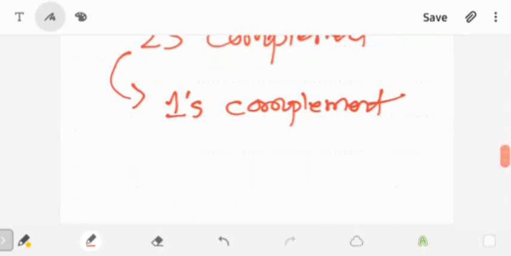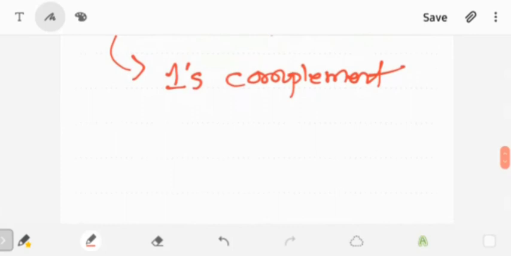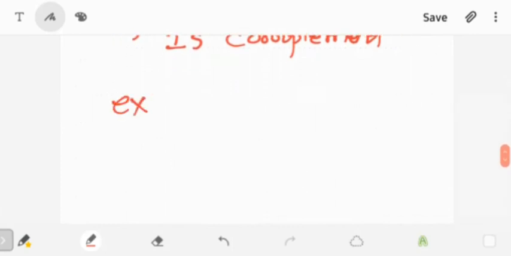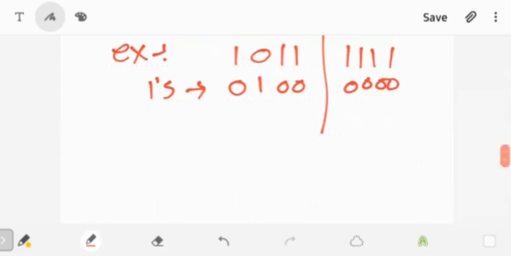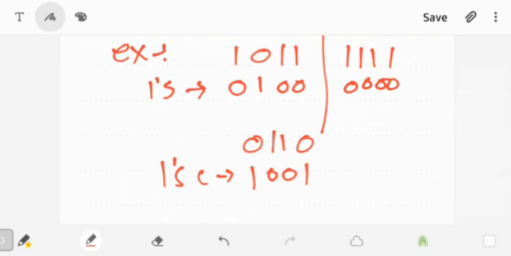Let's take an example. I have taken a random binary number 1011. What will be its 1s complement? Just invert these bits: 0100. This is the 1s complement of this number. Let's take another value, 1111. What is its 1s complement? Its 1s complement is all zeros. You take another example, 0110. What is its 1s complement? It will be 1001. Is it clear to all of you?